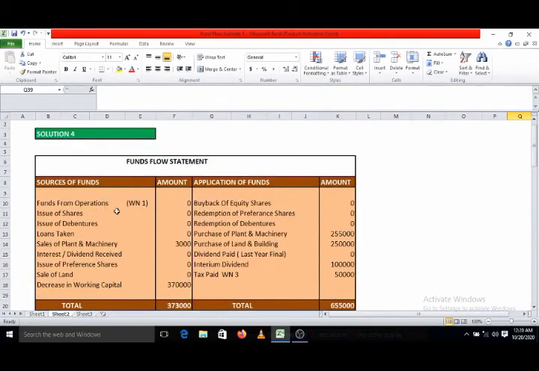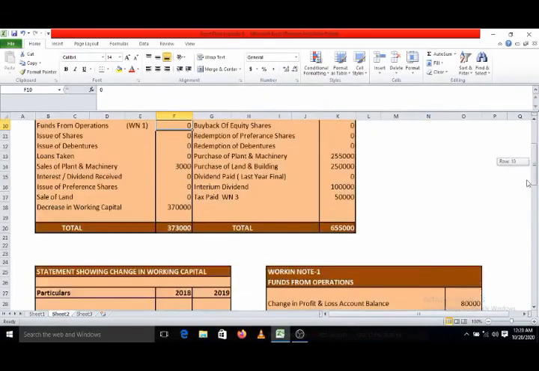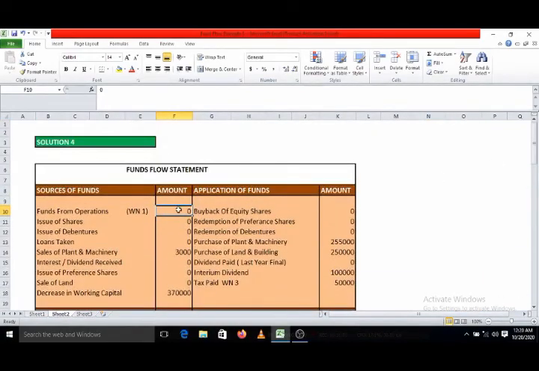On the sources side, the first item, funds from operations, amount is rupees 3,82,000 or 2,82,000, I just want to confirm it. Okay, it is 3,82,000. Check out, it is 3,82,000. Now we have to complete the rest of the fund flow statement.